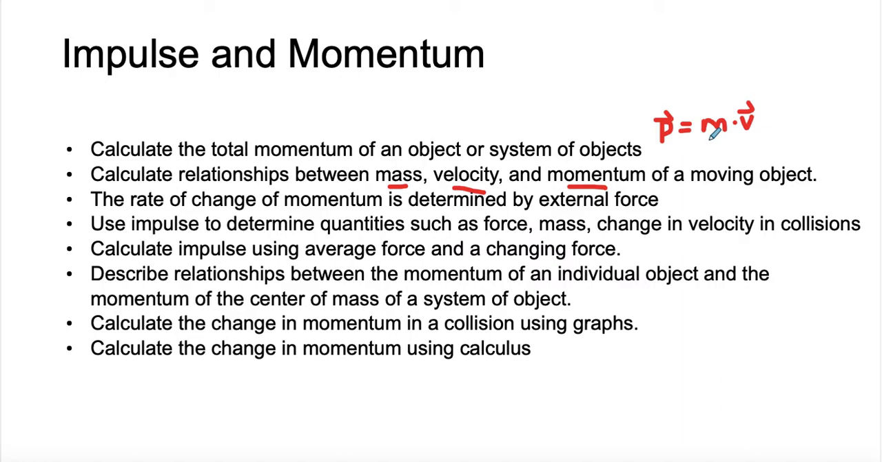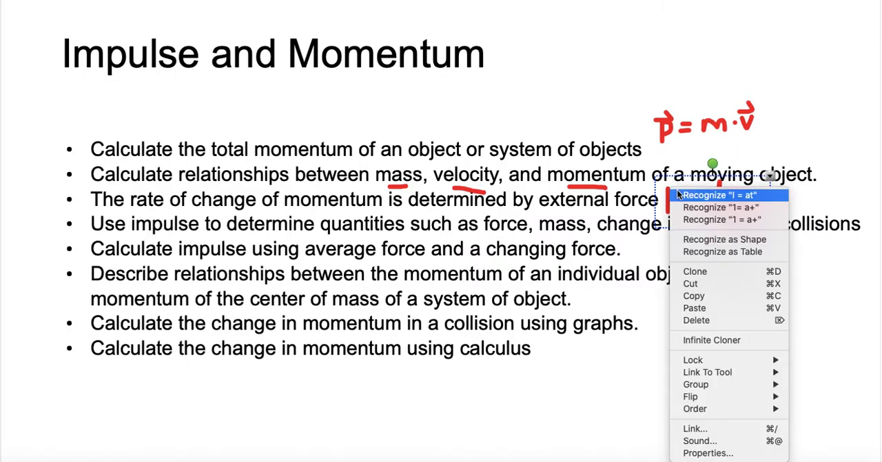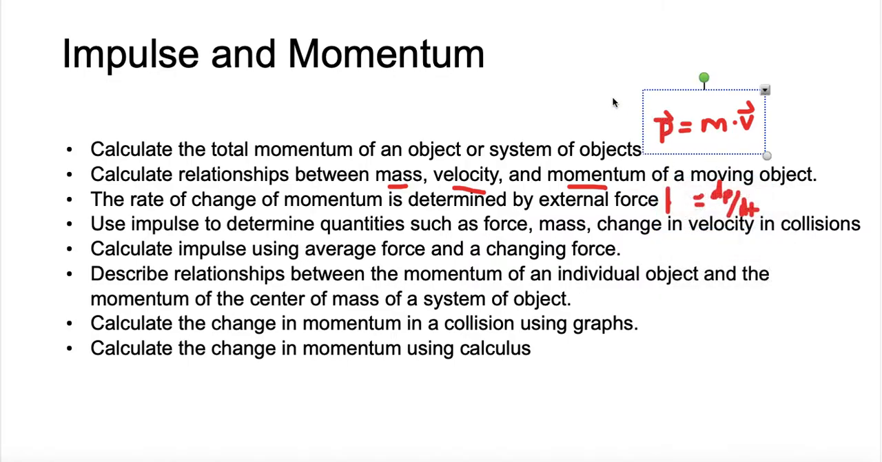Calculate the rate of change in momentum as determined by an external force. So if you have a change in momentum, which in calculus is dp/dt, that is going to be determined by the force. So dp/dt equals our force. So there is a relationship between momentum and force that you could see with this.